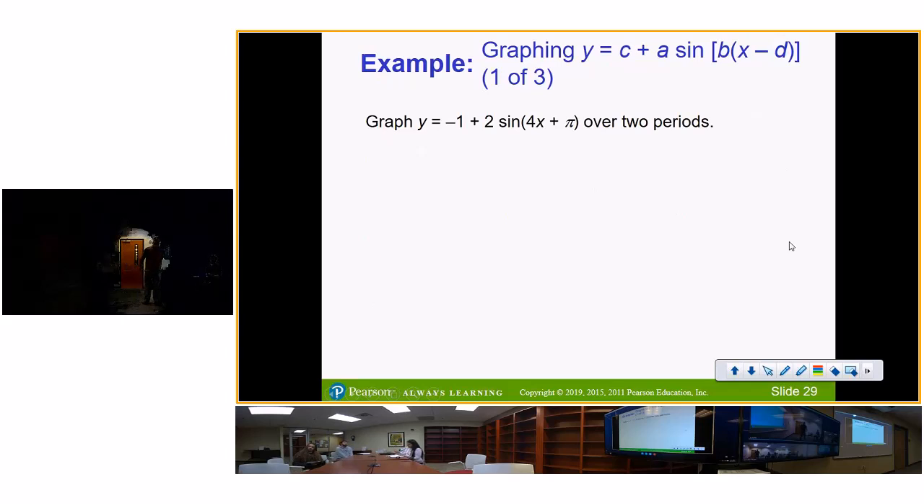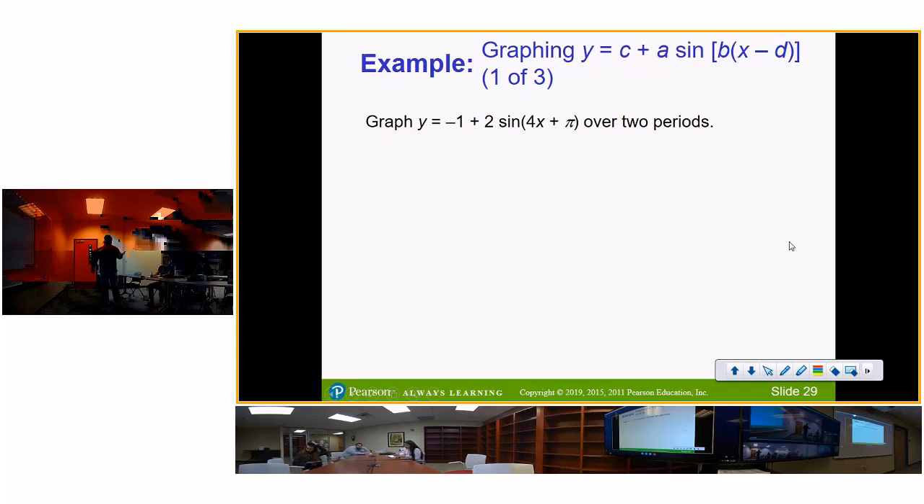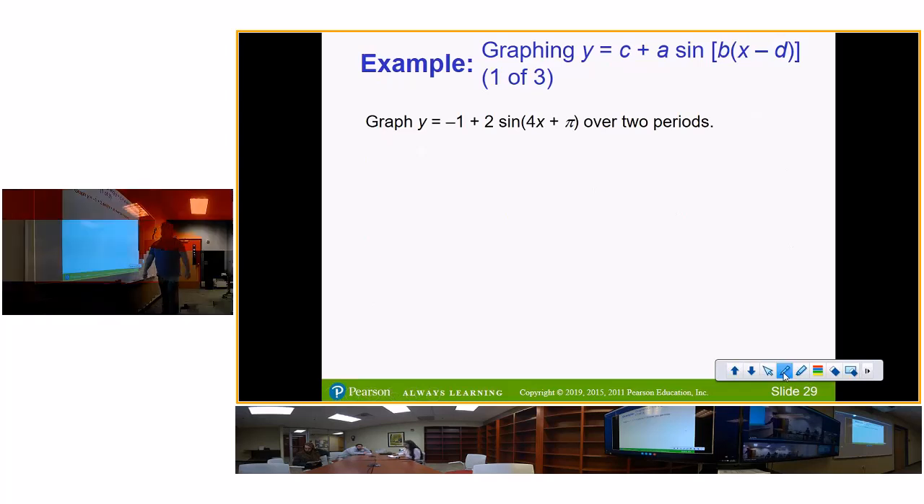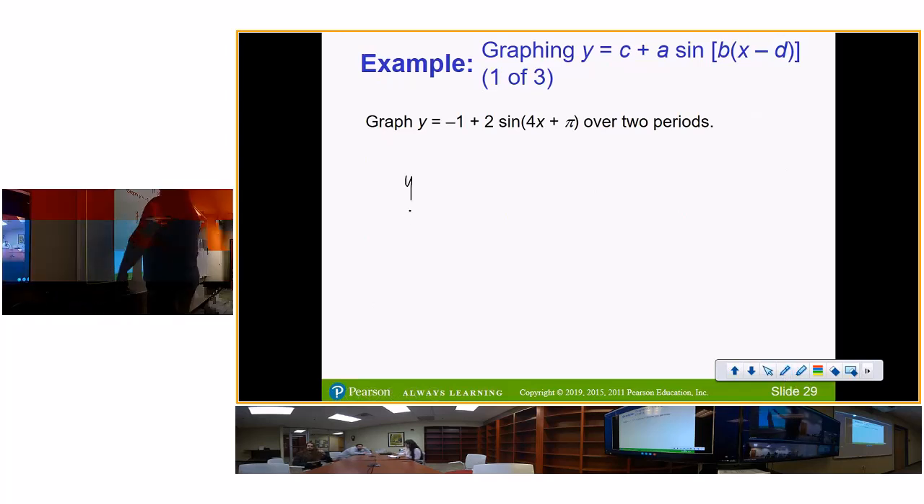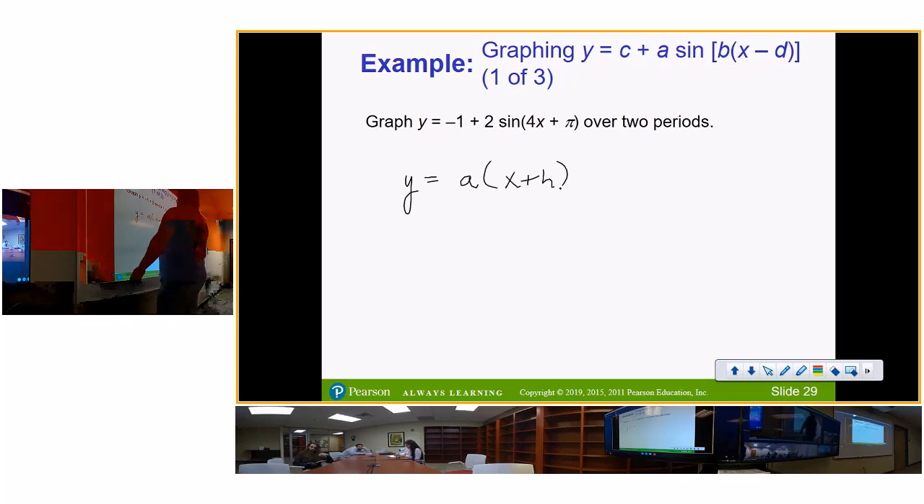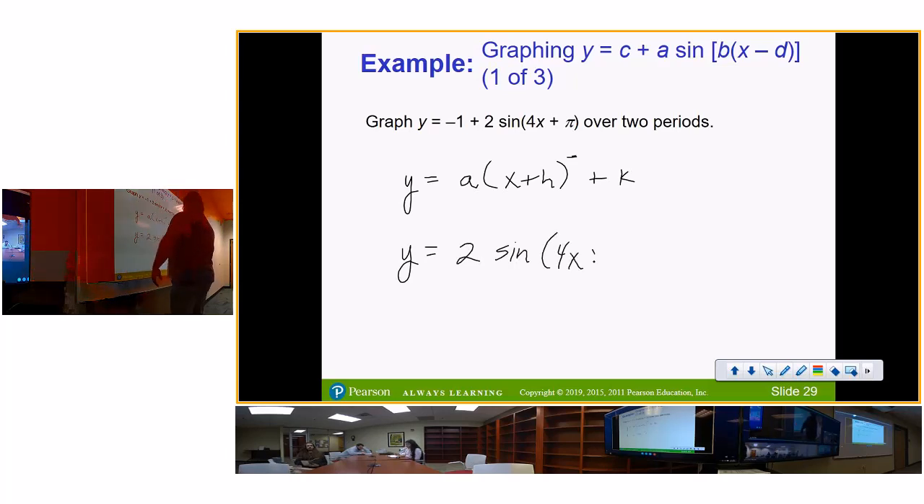This is a test question. Now, there's two questions I would ask you on this. One is to graph it. That's easy. You can do that on a calculator. The other is I want you to find... first of all, I'm going to turn it around because you're used to seeing y equals a times x plus h, blah, blah, blah, plus k, right? That's what you're used to seeing. So let's turn it around: y equals 2 sine of 4x plus pi, minus 1.